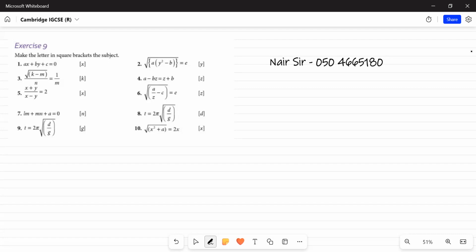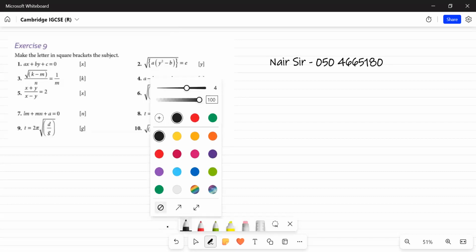What we are doing is Cambridge IGCSE Year 11, Chapter number 5, Exercise 9, Algebra 2. Okay, that is a lesson name from your Year 11. Make the letter in square brackets the subject. Okay, let's see what to do and how to do. This first question is x is the subject.